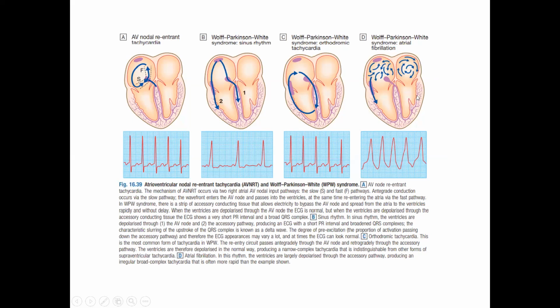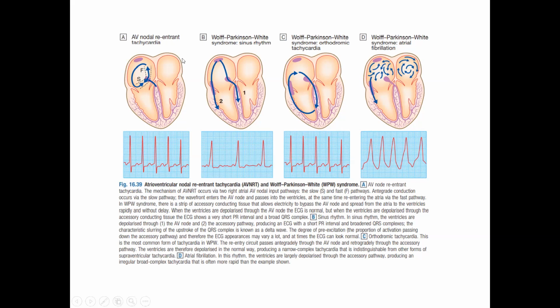So there will be so much of re-entry, and some of the impulses will be traveling through the additional pathway. You understand, in Wolff-Parkinson-White syndrome there is an additional pathway which connects the atria to the ventricles, or within the atria and ventricles. So the impulses will be traveling in an abnormal fashion.